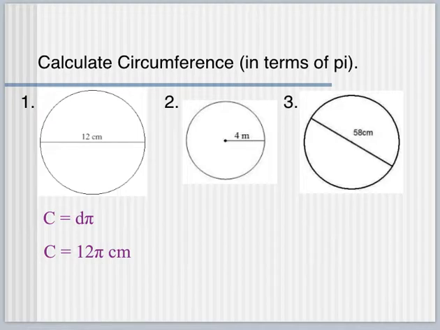Whenever they tell me the diameter, I tend to use the C equals diameter times pi version of the equation instead of radius, so it would give me the same answer. But if I already have the diameter, why not use the diameter version? So I plug in the diameter, I'm done. C equals 12 pi centimeters. Go ahead and try the next two problems and pause the video until you're done.